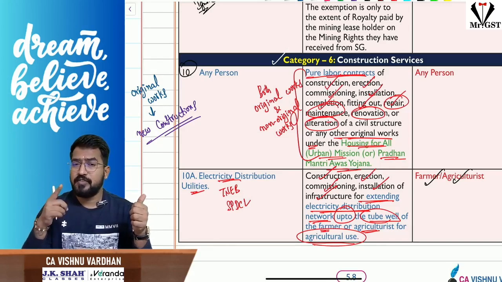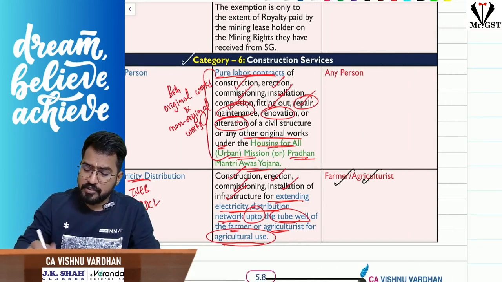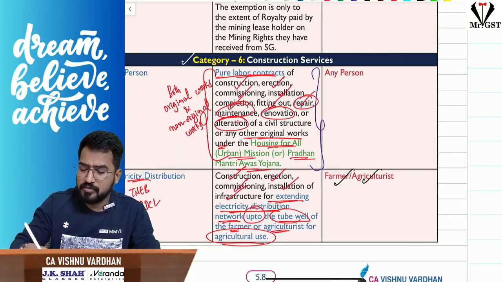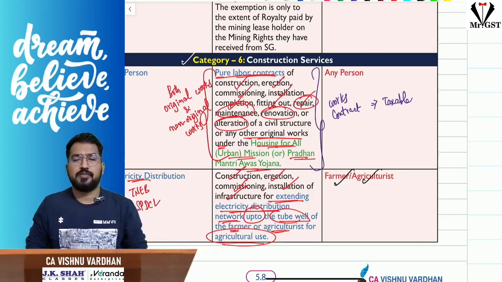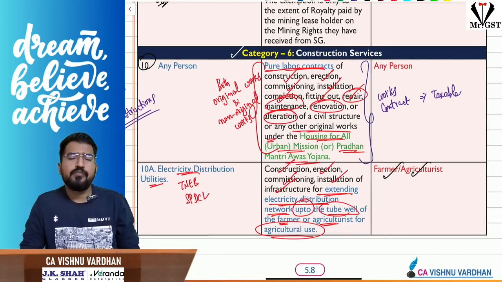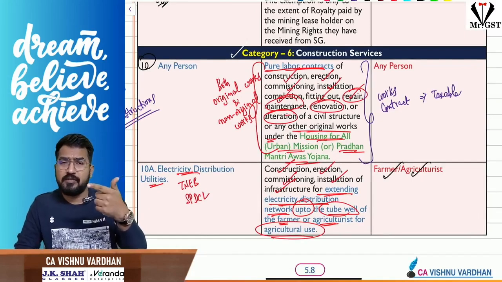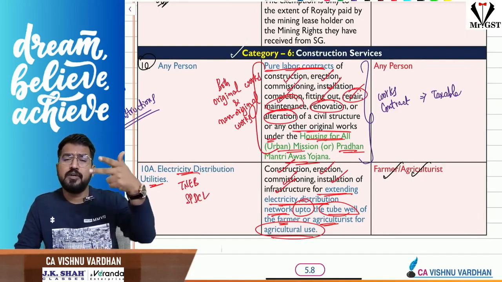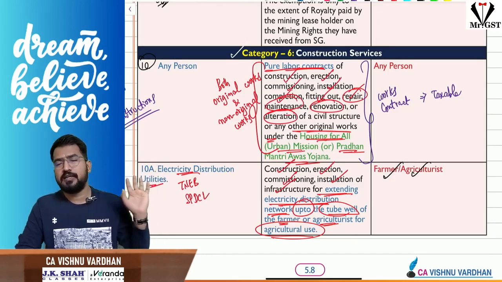So again I repeat, here if it is a works contract, it is taxable. So please understand: pure labor contract, Pradhan Mantri Awas Yojana or housing for all urban mission, original works and non-original works, exempt under GST. If any condition is violated, taxable.